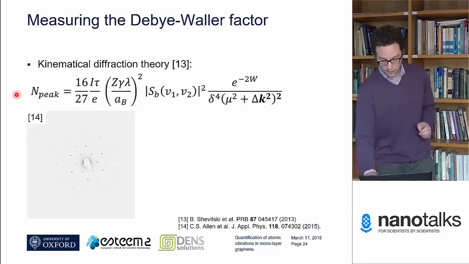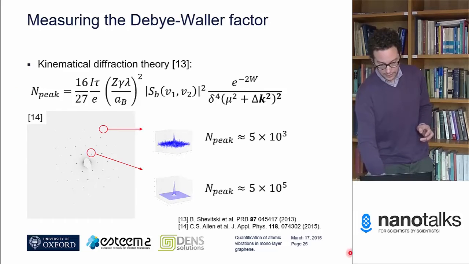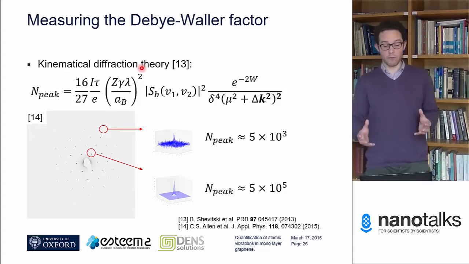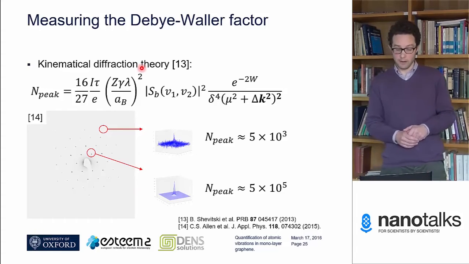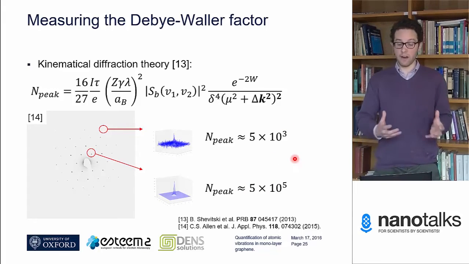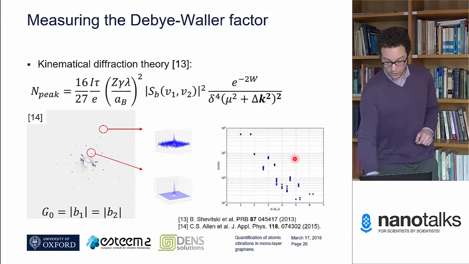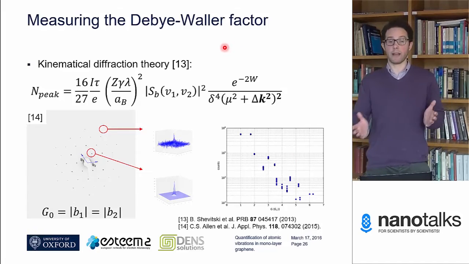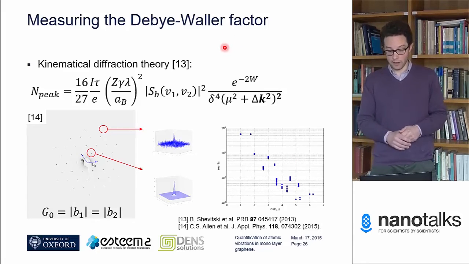So we take our diffraction patterns. Here's a diffraction pattern taken at 80 kV from a graphene sample. This one's taken at room temperature, and we count the number of electrons scattered into each electron peak. And we can detect the number of electrons varying by several orders of magnitude, and then we plot that as a function of our scattering vector, the length of our scattering vector.